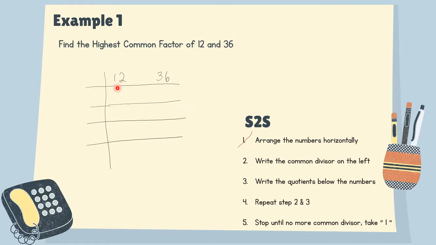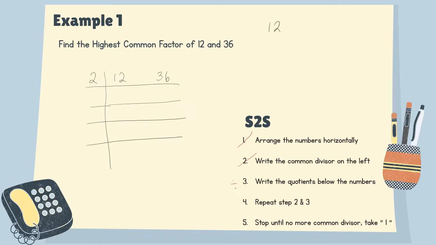Now the trick is, if these two numbers, 12 and 36, are both even numbers, you can always, for safety purposes, start with 2 because you know all even numbers can be divided by 2. So that is step 2, write the common divisor on the left, and step 3, write the quotients below the numbers. So this is when division starts. So let's do this one by one.